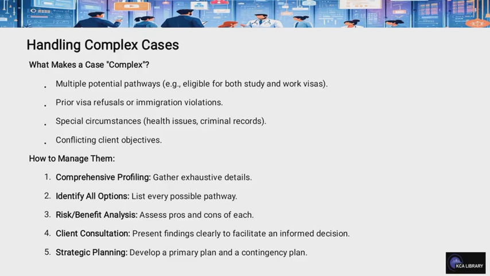And how to manage them? The first one is comprehensive profiling. You need to gather exhaustive details. You need to identify all options, the possible pathways, and a risk and benefit analysis must be done. That is assessing the pros and cons of each. And also client consultation is very important, where you present findings clearly to facilitate an informed decision. And lastly, strategic planning, where you develop a primary plan and a contingency plan also.